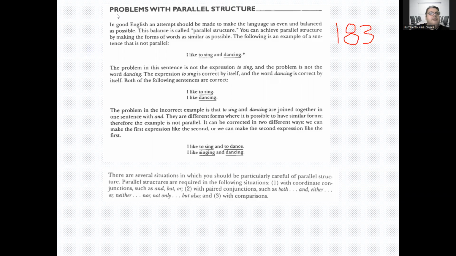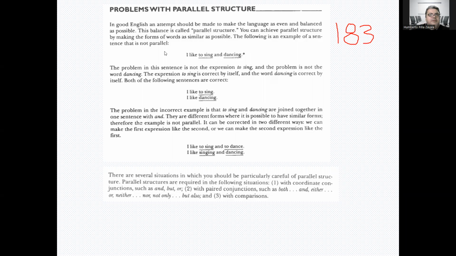So we're going to work with problems with parallel structure. In good English, attention is made to make the language as even and balanced as possible. This balance is called parallel structure. You can achieve parallel structure by making the forms of words as similar as possible.